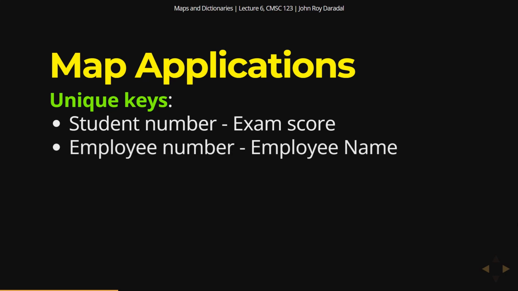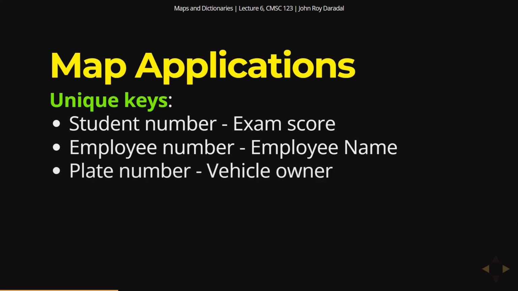And then you can also have employee number to employee name, right? Wherein the employee number is the unique key, and then map to the name of the employee. And then you also have plate number, vehicle owner, right? So plate numbers are unique in a certain country, and then it could be mapped to a vehicle owner who is the registered owner of the vehicle, right?